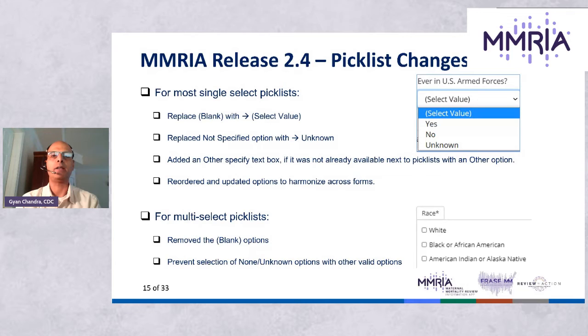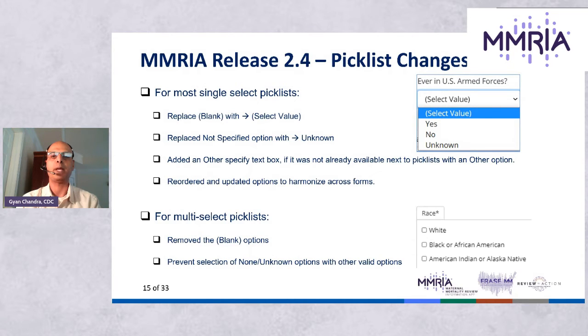Now I want to highlight a few of the pick list changes made to existing MMRIA fields. For most single select pick lists, like the ones displayed, blank, which used to be the first option, has been replaced with select value. Most pick lists that had a not specified option have now been replaced with an unknown option. Additionally, an other specified text box has been added to all fields with an other option.